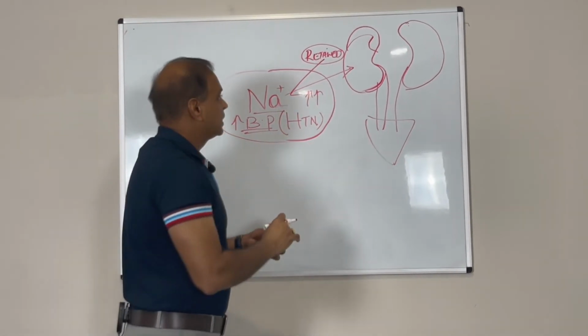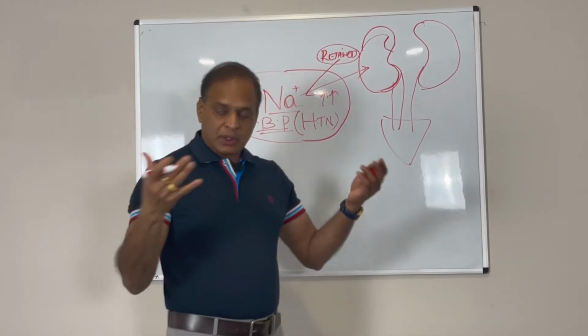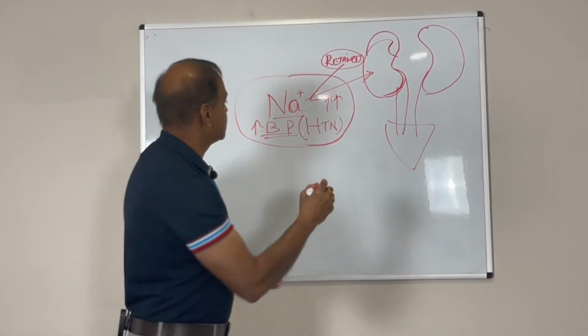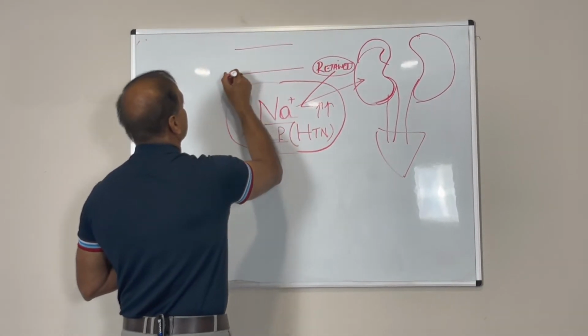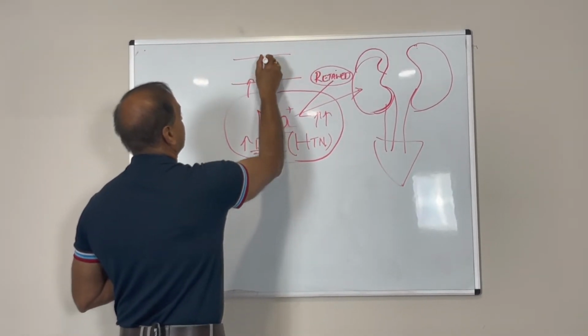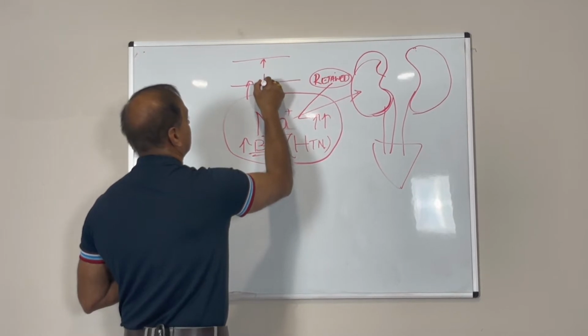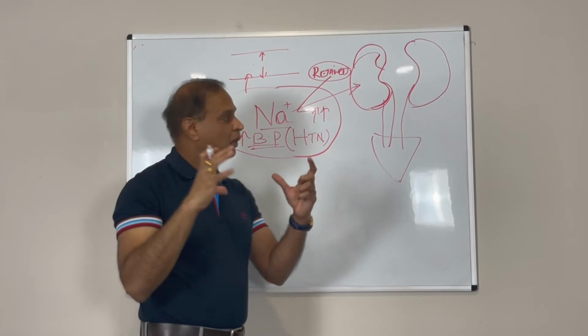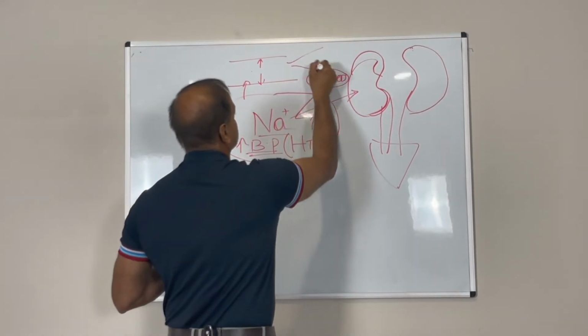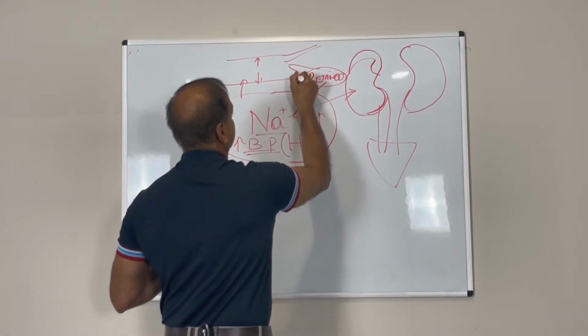Because more sodium is retained, water comes along with it and the volume increases. If this is the blood vessel, then there is more volume going into it and the blood pressure goes up, it increases, because of more volume. So you could say that this is a blood vessel, just for understanding.